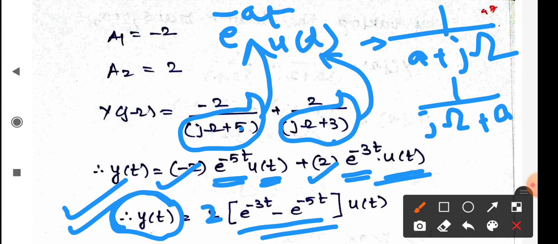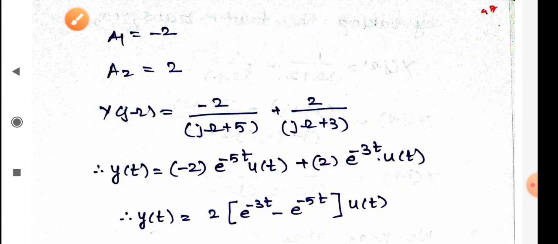I have used the concept of convolution, I have used the concept of inverse Fourier transform, I have used the standard Fourier transform pair, that e raised to minus at u of t has the Fourier transform 1 upon a plus j omega. With these three things, my problem solution has really become very simple.